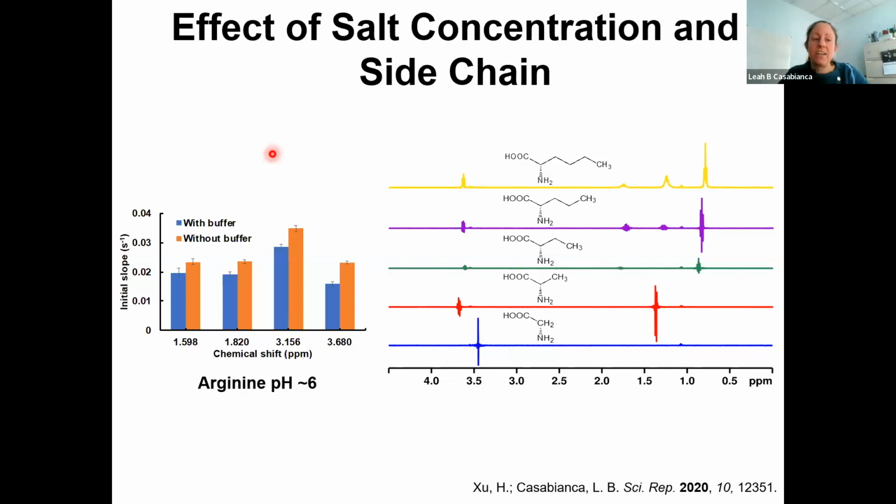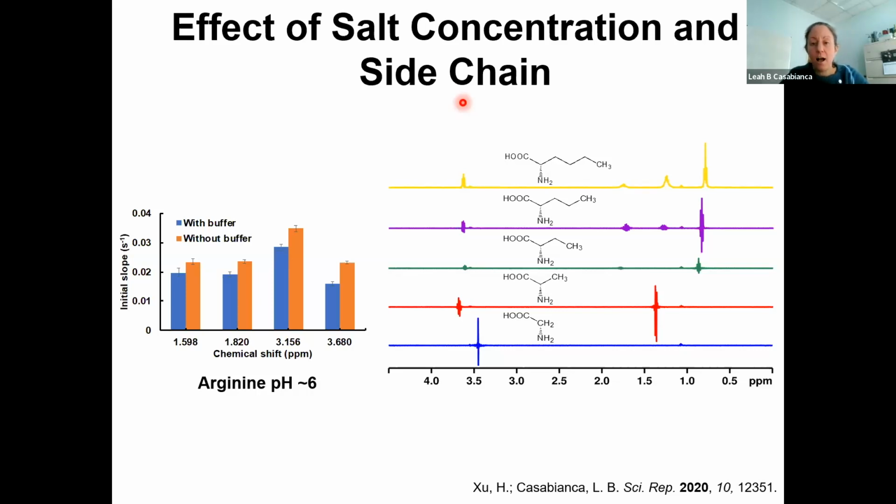In order to explore the electrostatic effects in more detail, we looked at the effect of salt concentration. So for the sample of arginine at pH 6, we saw that this was primarily driven by electrostatic effects. When we added a buffer, so we're going to increase the salt concentration by using a buffer rather than simply adjusting the pH, we see that the initial slope of the STD effect does decrease. So the salt is presumably shielding the positive and negative influences from each other and leading to a decrease in interaction.